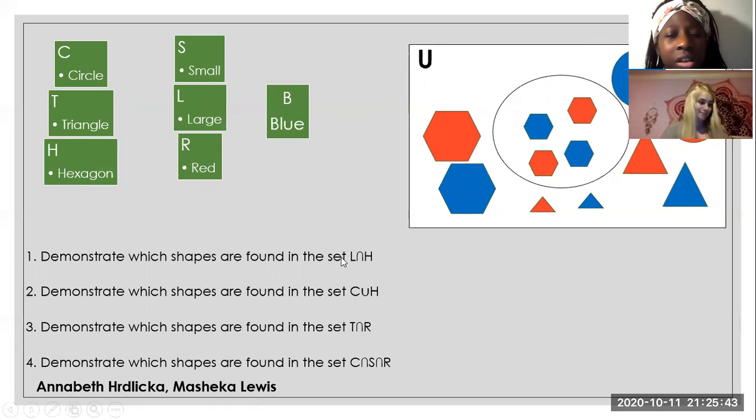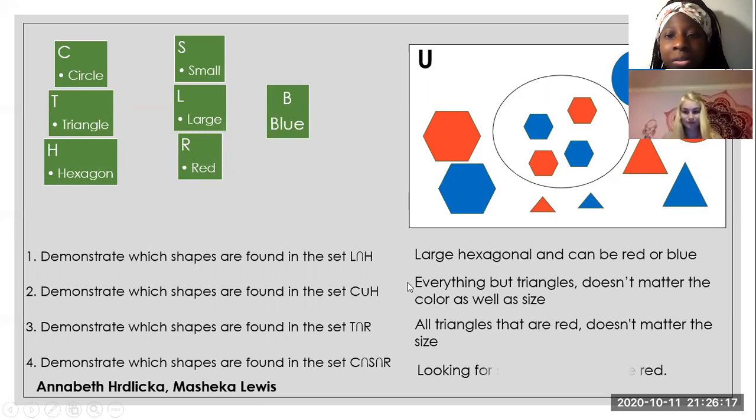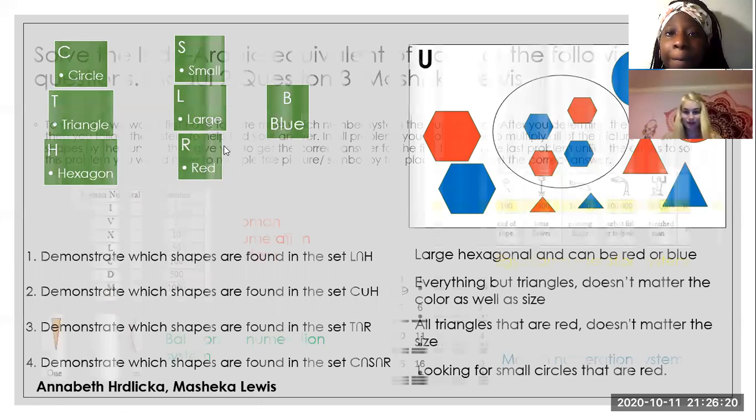To solve this, you'll basically do what you did on the last problem, which is L and H. So what is large and hexagonal? So you'll have your large hexagonal. Color doesn't matter because it didn't give us a color. And then, like always, C or H, so circle or hexagonal. Everything but triangles, basically. And then so on. So T and red, so triangle that is red, and circles that are small and red because N equals small and red. So these are the answers for this question. Let's go to the next. Okay. Thank you.